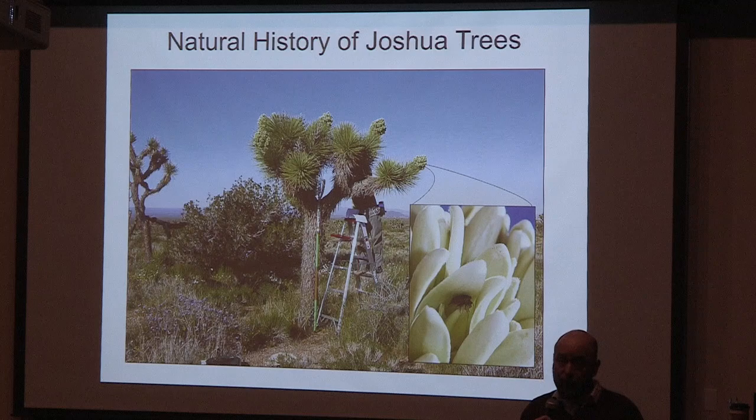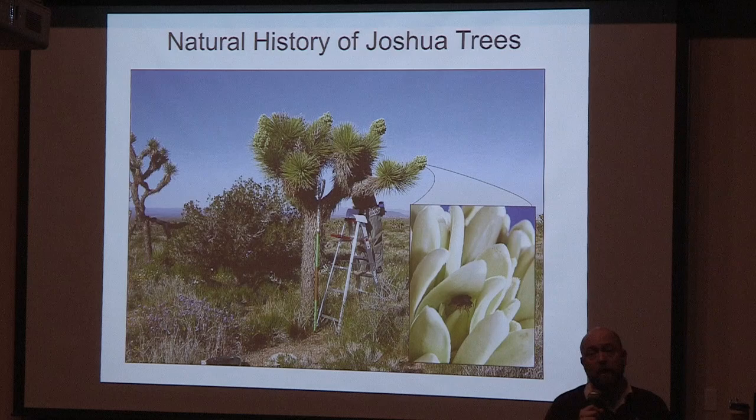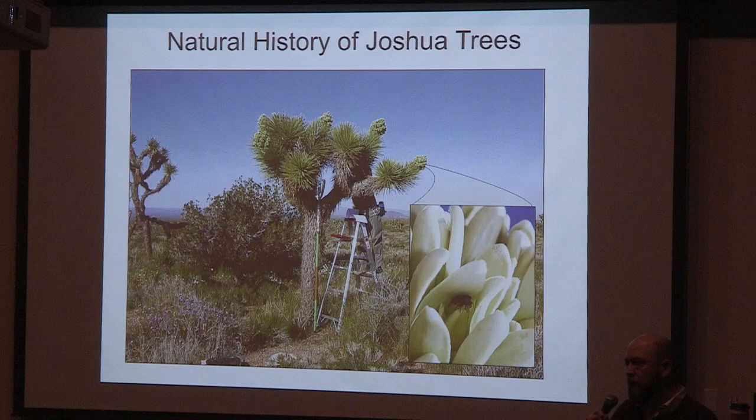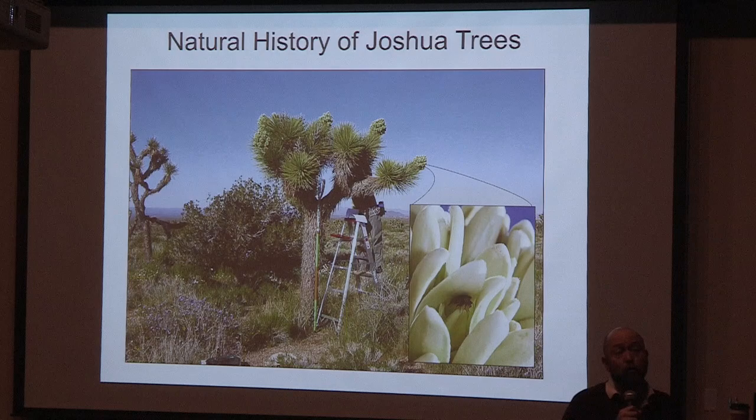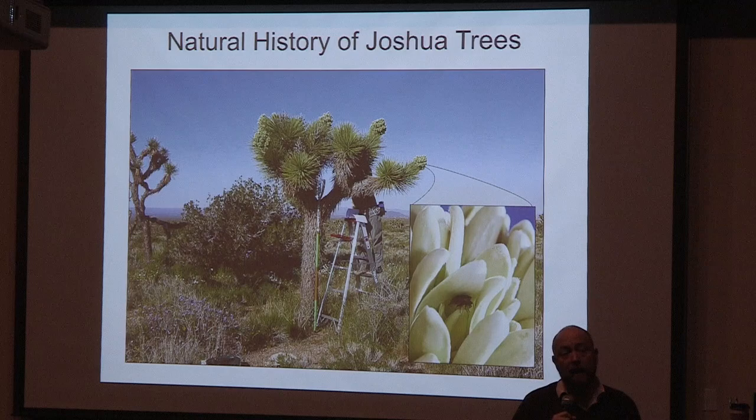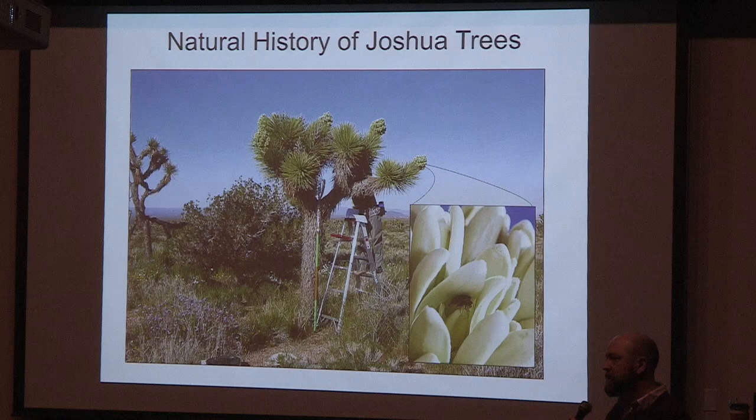Yuccas make almost no nectar at all, and they actually make very little pollen. So relative to just about any other flowering plant out there, their pollen production is really, really low. And so it would seem like there's not a lot to offer a pollinator. Why bother? And these yucca moths, they only ever associate with yuccas. They don't go to any other plants. And typically, not always, but typically, each species of yucca has one species of yucca moth associated with it. Okay?